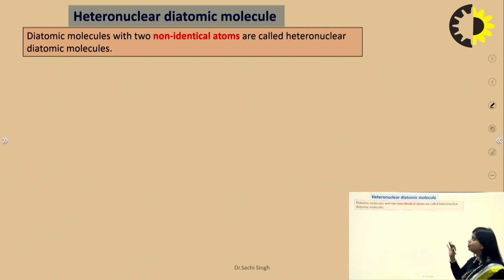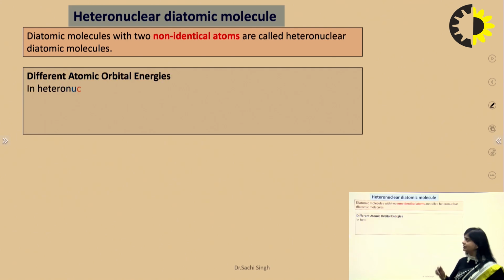If we talk about homodiatomic molecules, both atoms in that diatomic molecule are of the same type. For example, O2, N2, B2, C2, so both atoms are the same. For the heteronuclear diatomic, both atoms are different. Examples are NO, CO, HF, CN, HCl, etc.